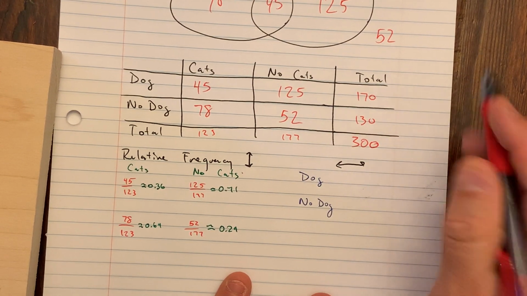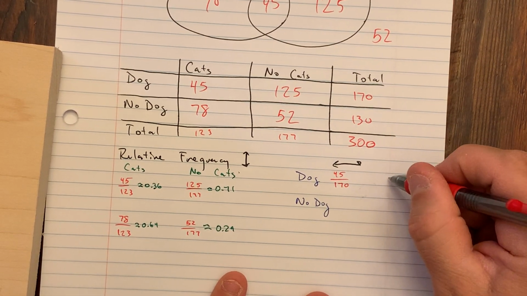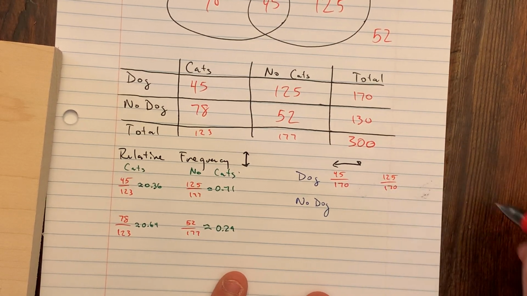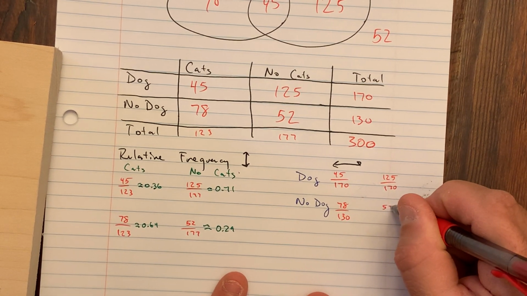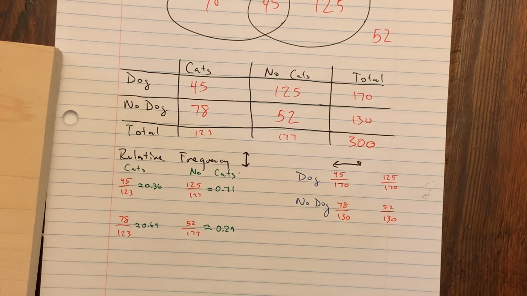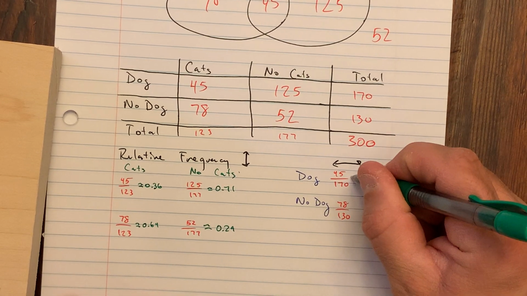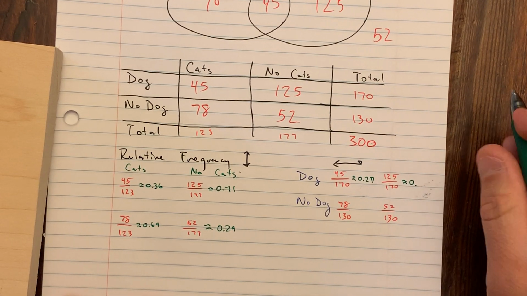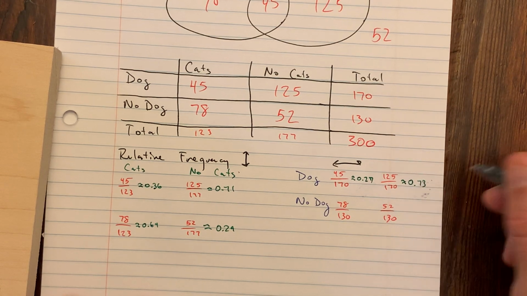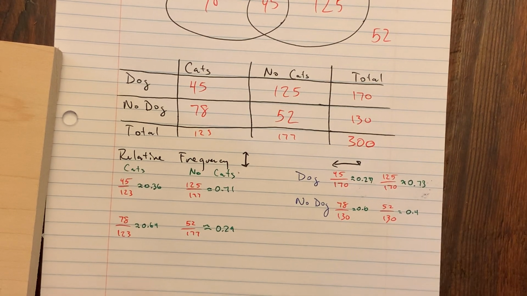Going by row, 45 out of the 170, and then 125 out of the 170, and then 78 out of 130, 52 out of 130. And then I can take this information, I can write these as decimals as well. When I divide these, I get about 0.27, and this one's about 0.73-ish. This guy's exactly 0.6. This one's exactly 0.4. All right.